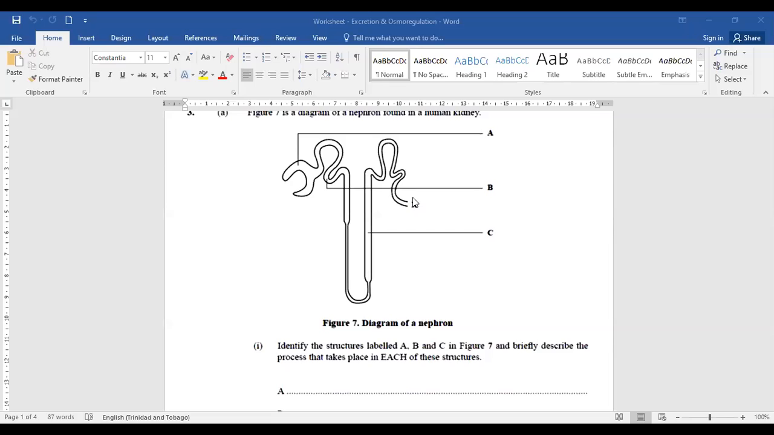So basically, by the time you get to the end, you have urea, a little bit of water, and salt, and basically any substance that needs to be excreted will be excreted. So that was part A. Part B is what?